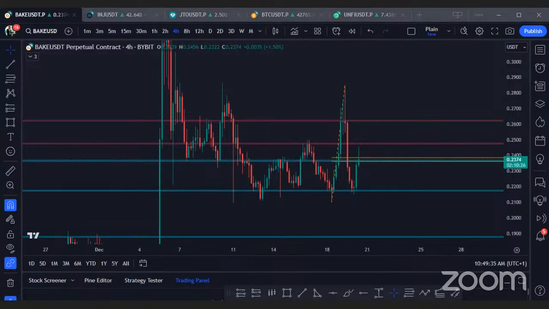But know what you're doing. Me, I do cross margin and I'm always using low leverage and all of that. So yeah.